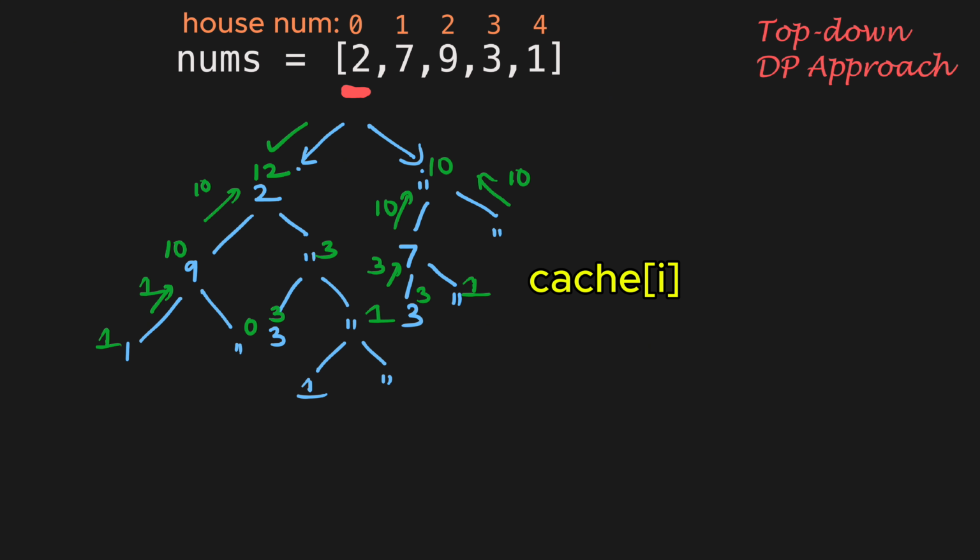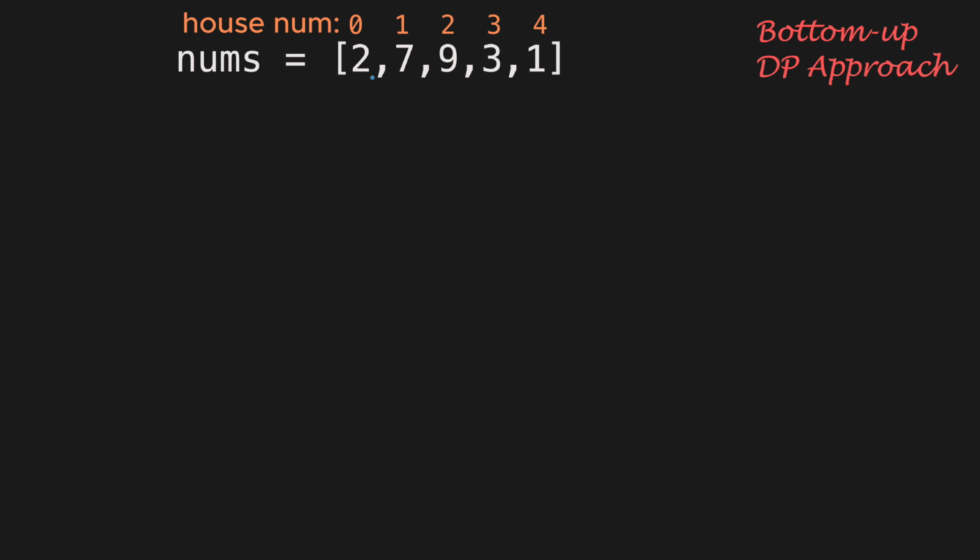And now the time complexity reduces to O of n because each house index is computed only once and stored in the cache, and the space complexity stays O of n due to the recursion stack and the cache to store up to n results. For the code implementation of the recursive and top-down dynamic programming approach, please refer to the link provided in the description below. Now let's solve this problem using bottom-up dynamic programming approach.